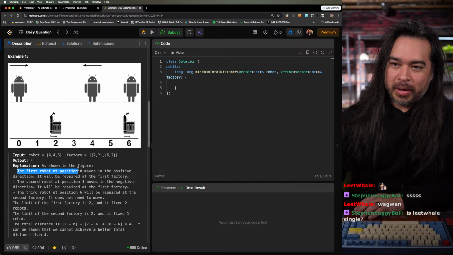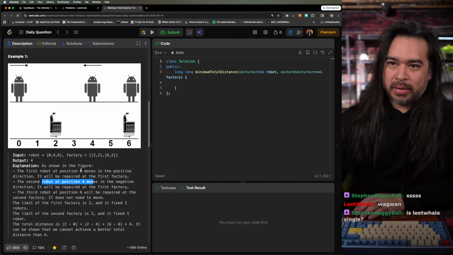Alright, first robot, position 0, moves in the positive direction. It will repair at this factory. Second robot, negative direction, first factory. Third robot does not need to move.